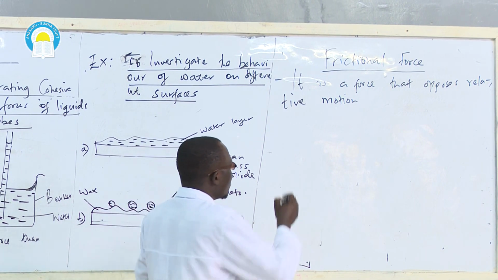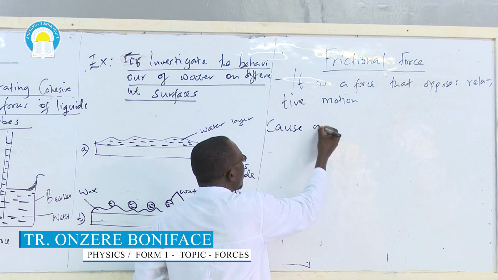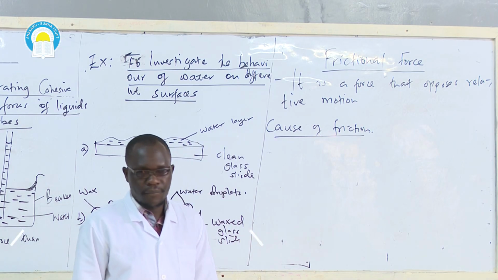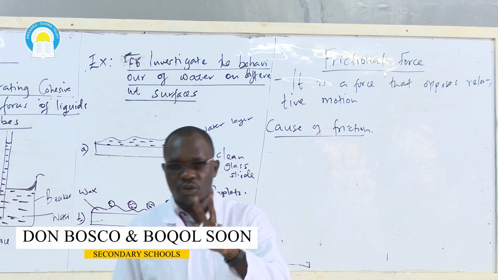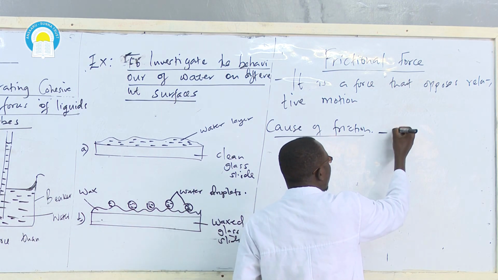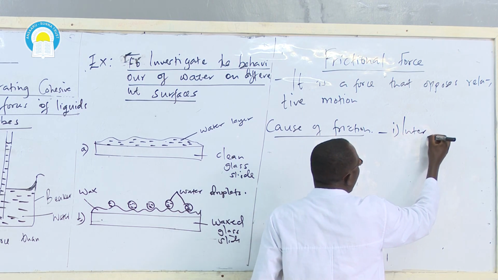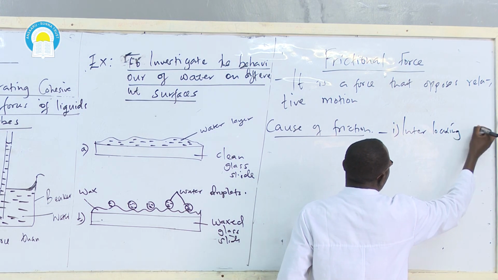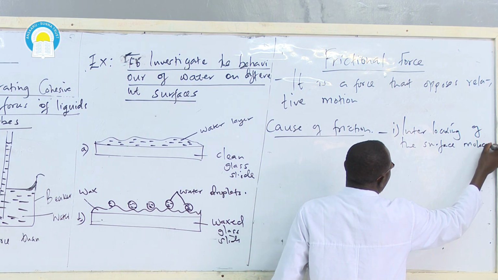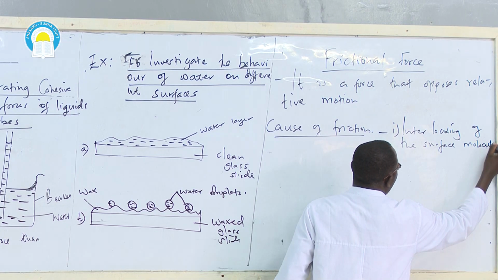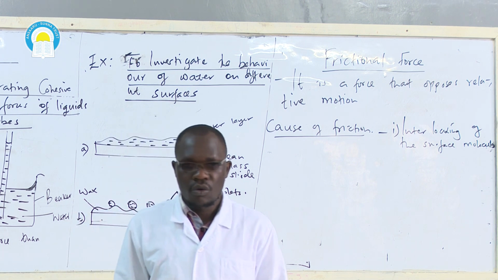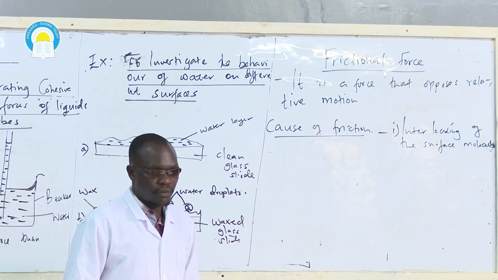Now, what causes this friction? The cause of friction. There are two things which cause friction force. Number one, we have what we call interlocking of the surface molecules. What do we mean by interlocking of the surface molecules?